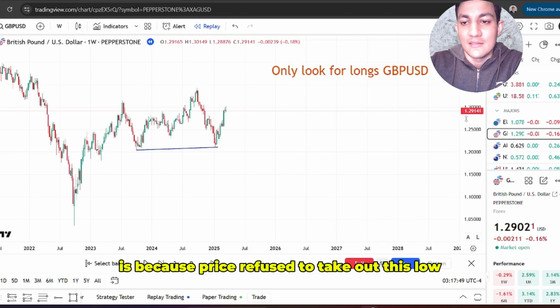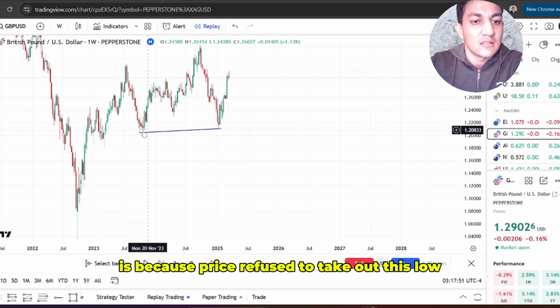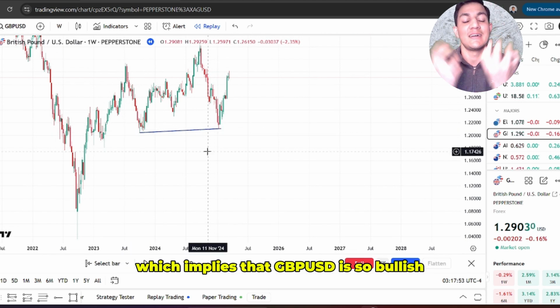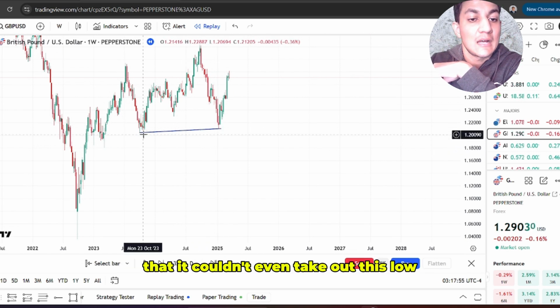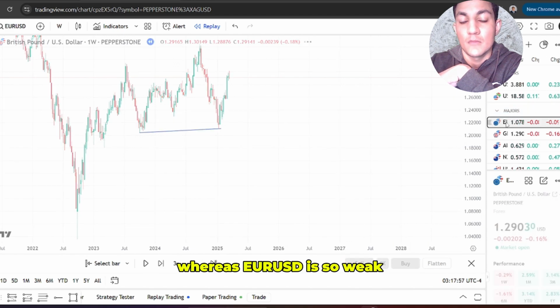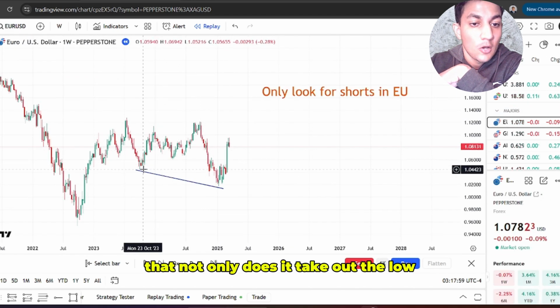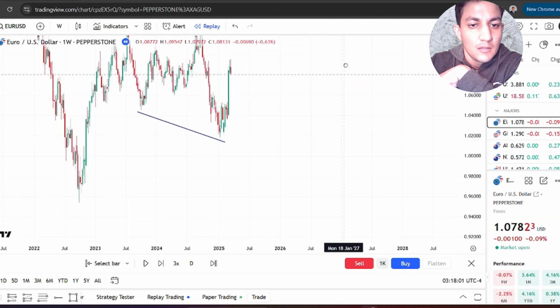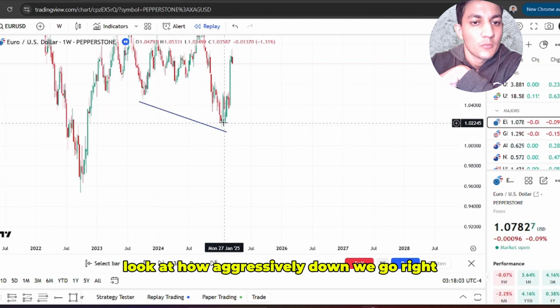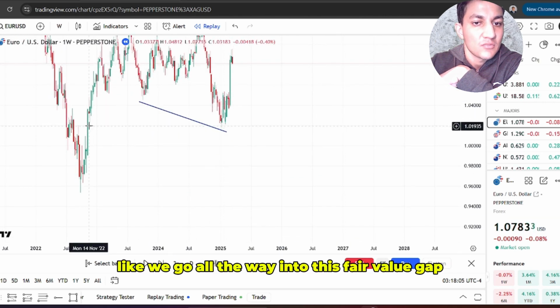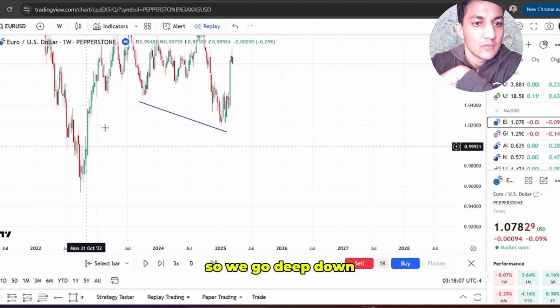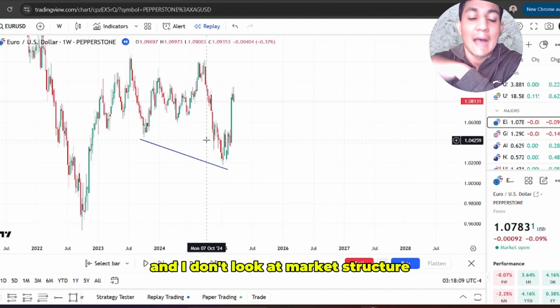The reason why that is because price refused to take out this low, which implies that GBP USD is so bullish that it couldn't even take out this low, whereas euro dollar is so weak that not only does it take out the low, look at how aggressively down we go. Look at, we go all the way into this fair value gap, and even this order block here. So we go deep down, and I don't look at market structure.